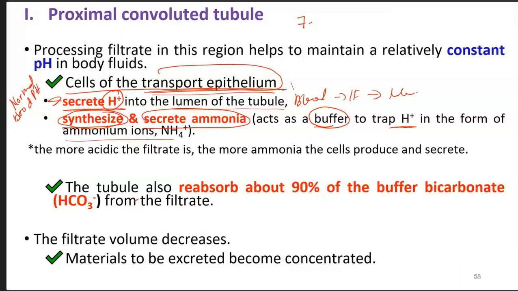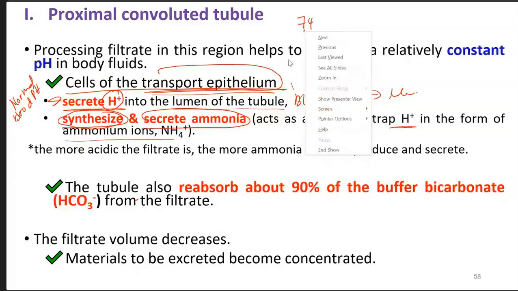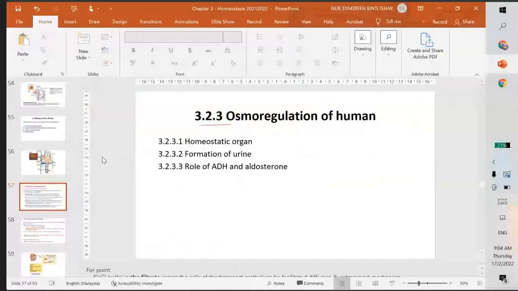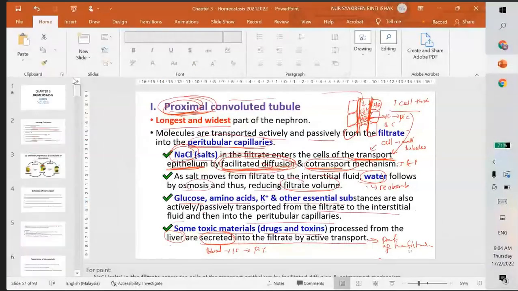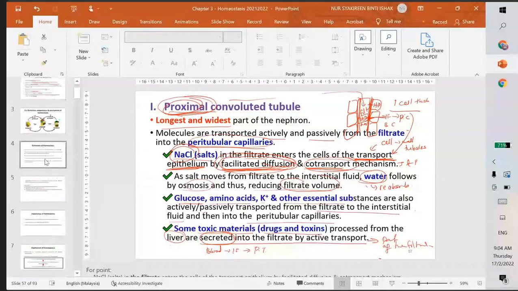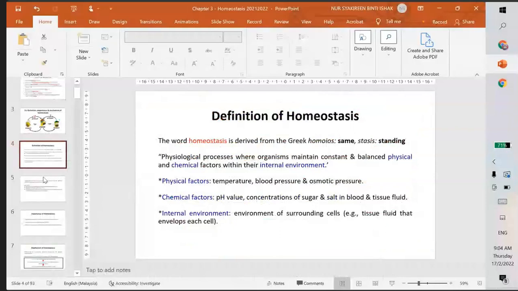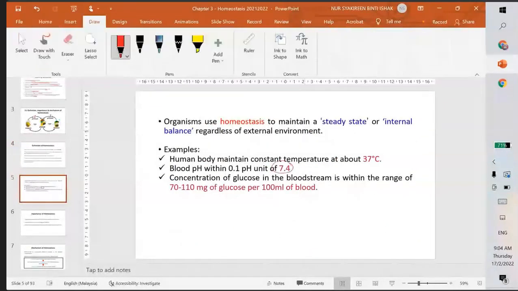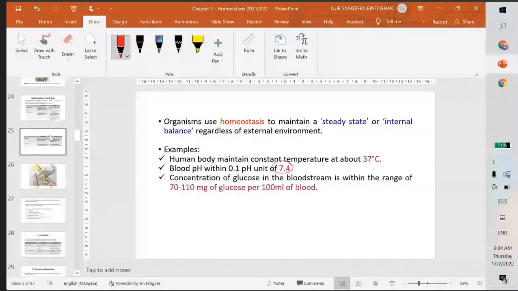if I'm not mistaken. Okay, 7.4. Let's check the earlier slide. Yes, 7.4. The normal blood pH has to be maintained at 7.4. So that is another significance of filtration of blood that occurs in the body, which is to maintain the normal pH of blood.